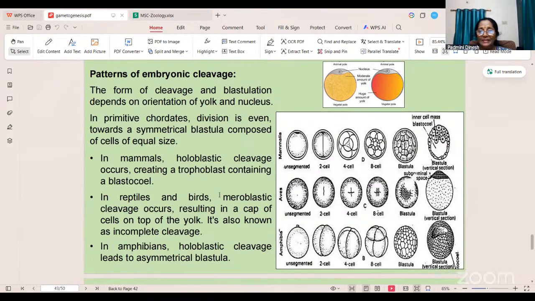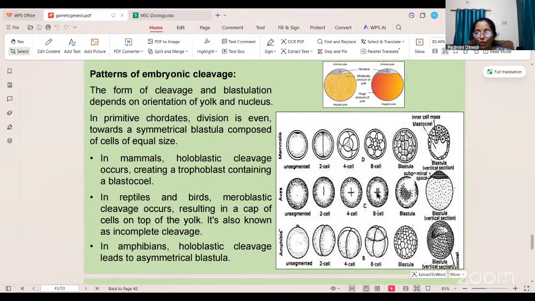And in reptiles and birds, a meroblastic cleavage occurs, resulting in a caplet structure. So for example, you have this nucleus over there, and you have the yolk, with the maximum amount of yolk present in the vegetal pole. The division is occurring only in the zygote, wherever the nucleus is. So you have this division occurring only in one part, surrounded by the yolk.